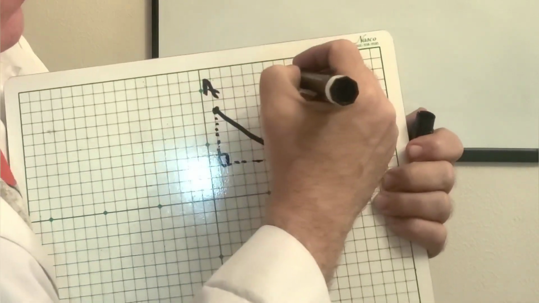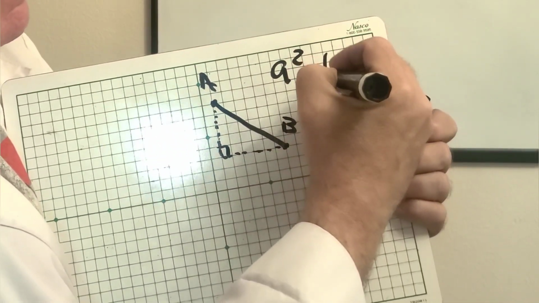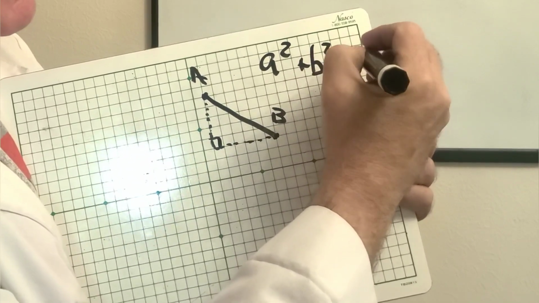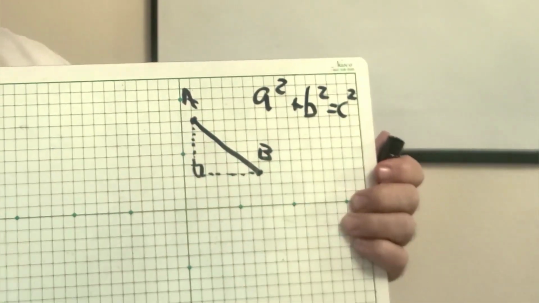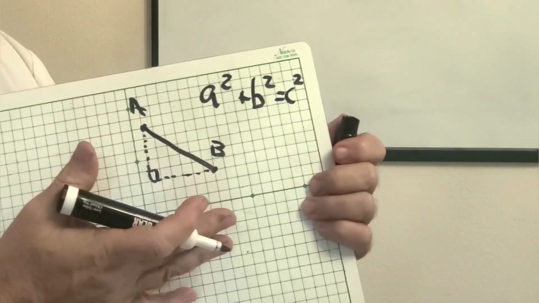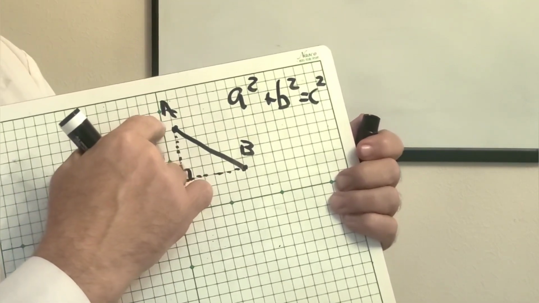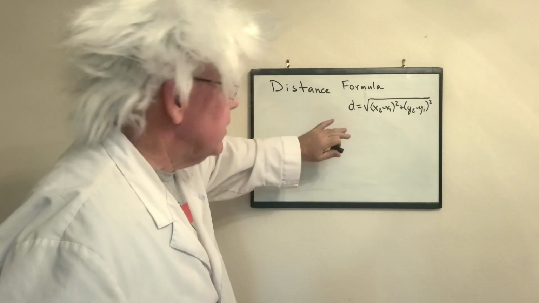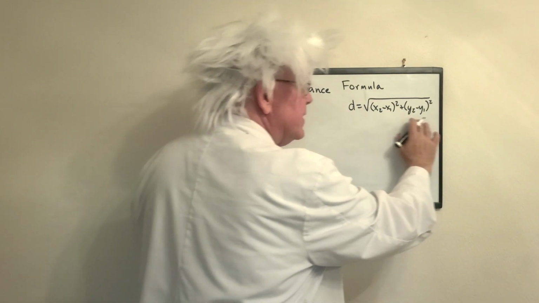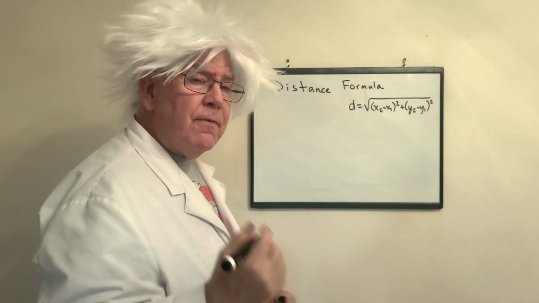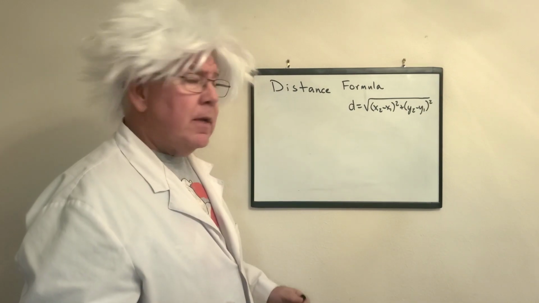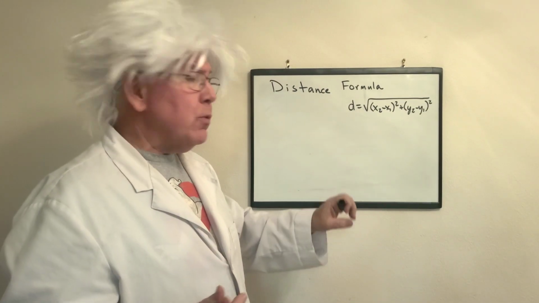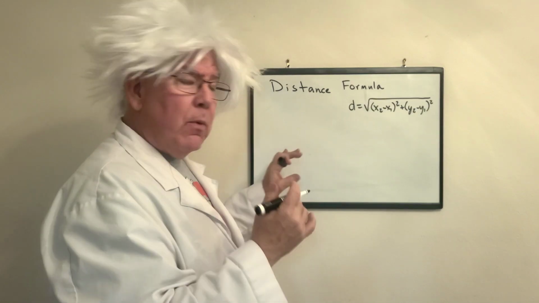Now, I know you know what that means, right? A squared plus B squared equals C squared. That's the Pythagorean theorem. Well, on a coordinate plane, it's a little different because these are X and Y coordinates. So let's look over here, okay? All right, look here. This is the formula when you're trying to find the distance on a coordinate plane. So I'm going to give you some coordinates. We're going to plug them in and we're going to find the distance from point to point.